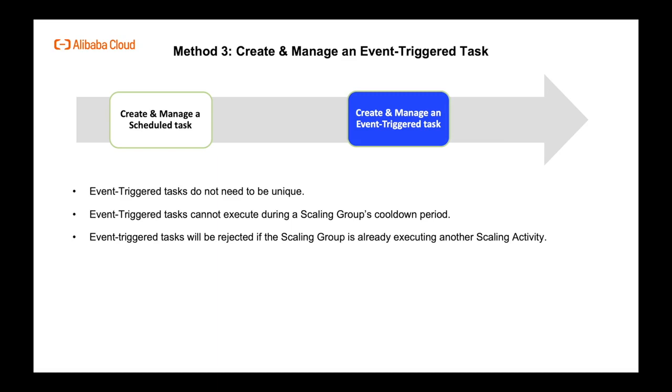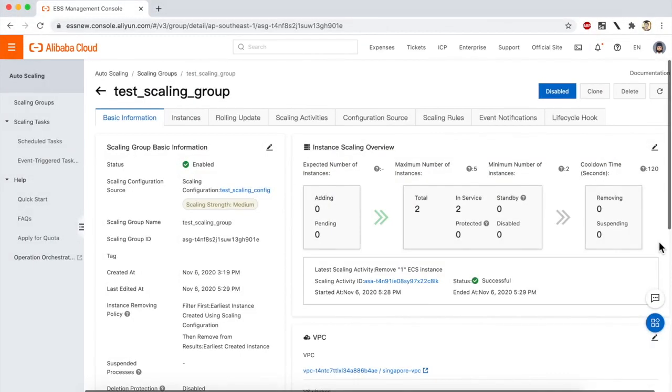It will simply fail, and the next time the alarm is triggered to run that task, then it will run again. Let's take a look at both of these types of tasks in the Alibaba Cloud console. So here we are back in the console. Let's go ahead and try creating some scheduled tasks. First, we'll save our event-triggered tasks for later.